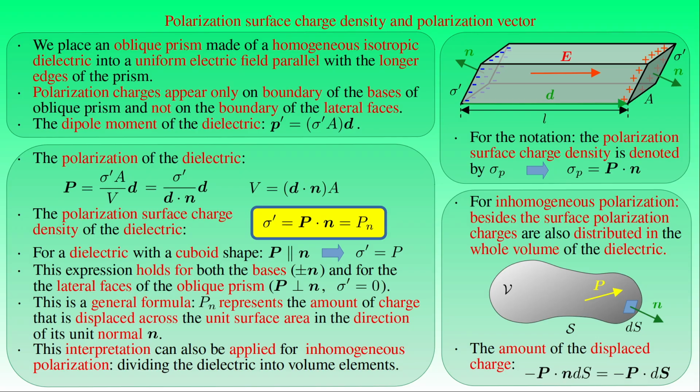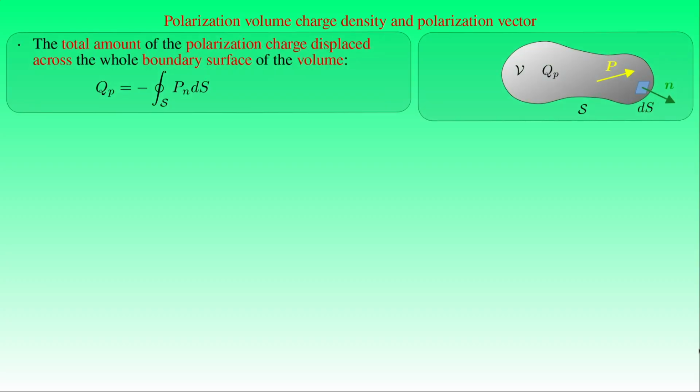This expression can also be written as the negative dot product of the polarization P and the surface element vector dS, with the area of the surface element and the direction of the unit normal n. If we integrate this expression over the whole boundary surface, then we obtain the total amount of polarization charges QP displaced across the boundary surface S of the volume V, that is, QP is given by the negative surface integral of the normal component of the polarization P over the surface S, or the negative surface integral of the dot product of the polarization P and the surface element vector dS over the surface S. Here the minus sign indicates that the polarization charges are displaced from outside into the volume V in the direction opposite to the surface normal n.